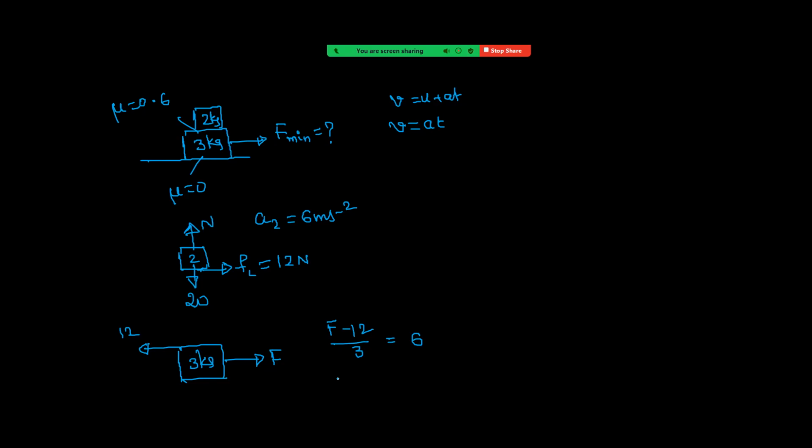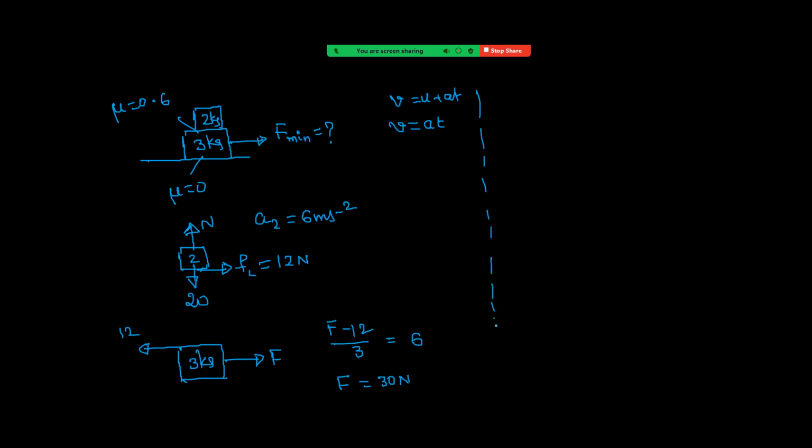Now see from this what we can say. 3 times 6 is 18, 18 plus 12 is 30. That means when we apply a force of 30 Newton, slipping starts between the blocks. Okay, right. Now let us solve the same question in a different way.